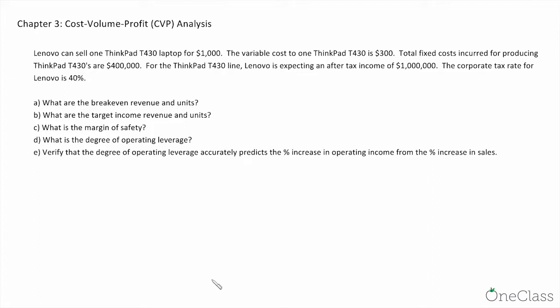Question A. What are the break-even revenue and units? Question B. What are the target income revenue and units? C. What is the margin of safety? D. What is the degree of operating leverage? E. Verify that the degree of operating leverage accurately predicts the percentage increase in operating income from the percentage increase in sales. So, first solve A.